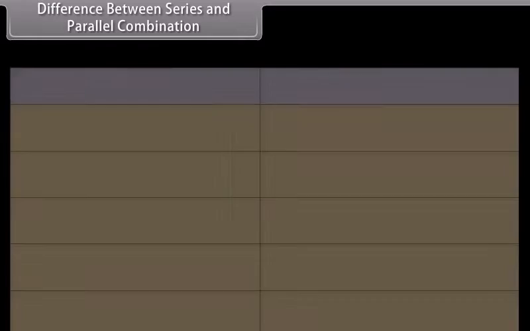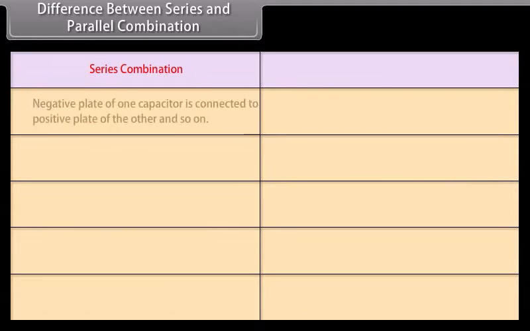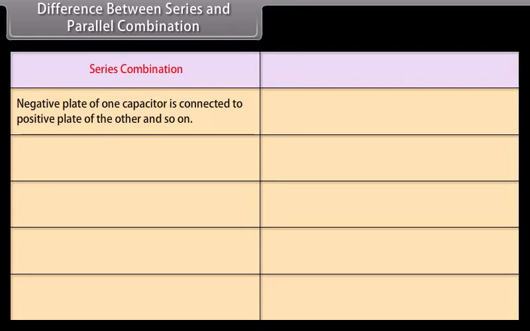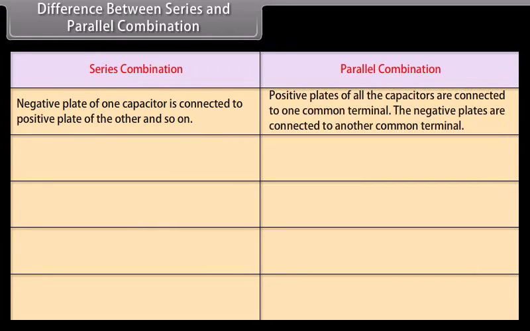Difference between series and parallel combination. In series combination, the negative plate of one capacitor is connected to the positive plate of the other and so on. Whereas, in parallel combination, the positive plates of all the capacitors are connected to one common terminal, and the negative plates are connected to another common terminal.